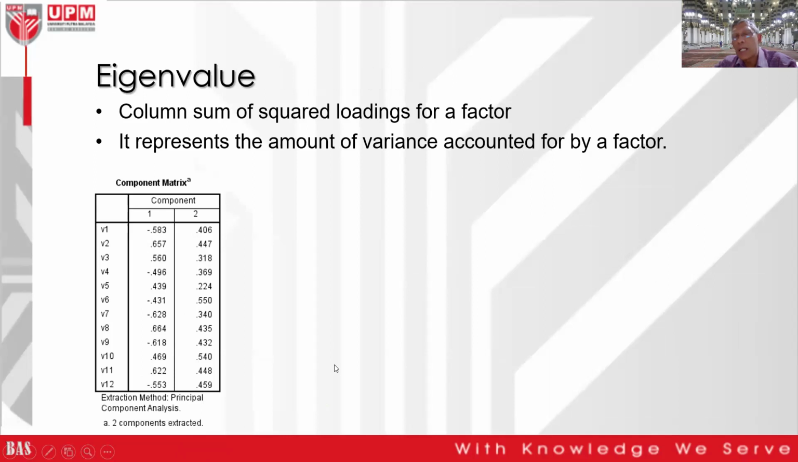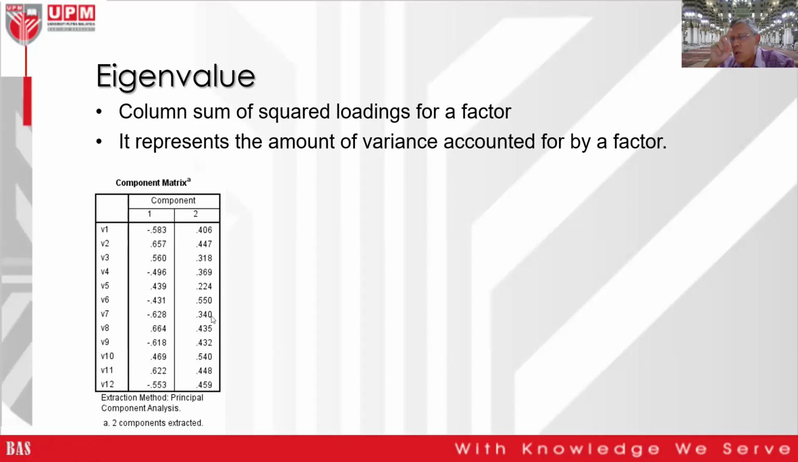Next, we want to calculate the eigenvalue. What is eigenvalue? Eigenvalue is the total of the squared factor loading for each column. So in this case, this is the unrotated component matrix, referred to as the unrotated solution. That means we have factor 1, factor 2. So these are the factor loadings, and we just need to square each value.